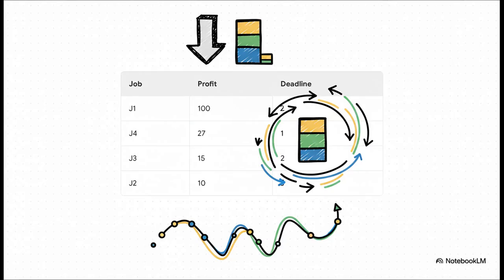Here's how we do it. First things first, we take our list of jobs and we just sort them by profit, from highest to lowest. So J1 goes to the top with its profit of 100. Then comes J4, then J3, and poor old J2 is at the bottom. This sorted list, that's our game plan.